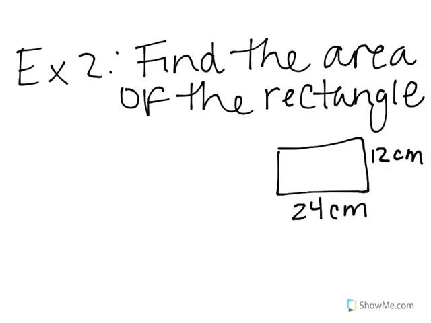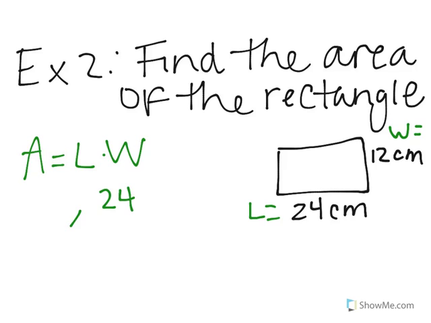My last example is to find the area of the rectangle. So area equals length times width. So all I have to do is multiply my length times my width. So I'm going to say 24 times 12. It's as easy as that.